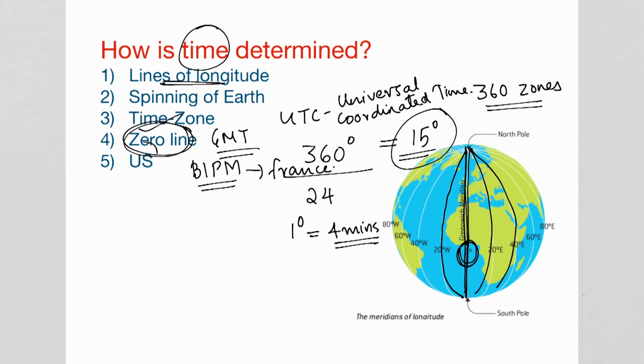Now let us take an example of the US. The US has several time zones. The US follows several time zones across its breadth. So likewise, there is a proposal that India should have 2 time zones. We will analyze this in this video. So hope you have an understanding about the zero line or Greenwich meridian.